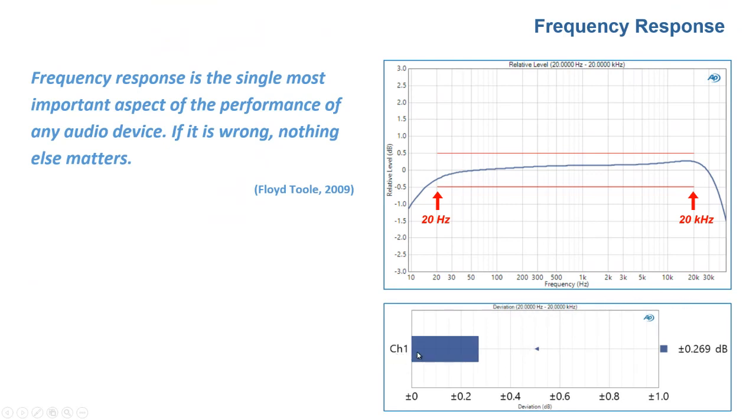Another way to express that is the deviation from flatness. This is a single valued result. We call it a meter that expresses the flatness of the curve. And for this curve here, we've measured a deviation from flatness of plus or minus 0.27 dB, and we put a limit on that of plus or minus 0.5, just like we have here at minus 0.5 and plus 0.5.